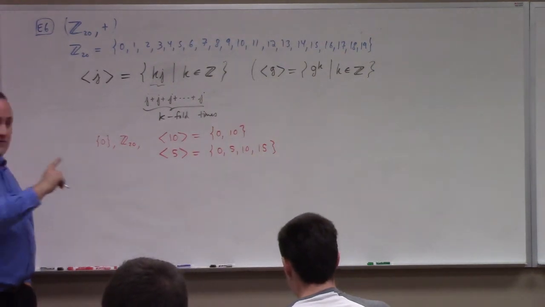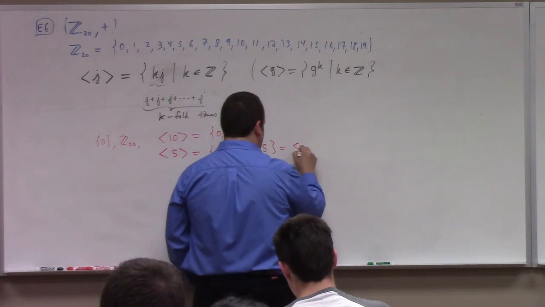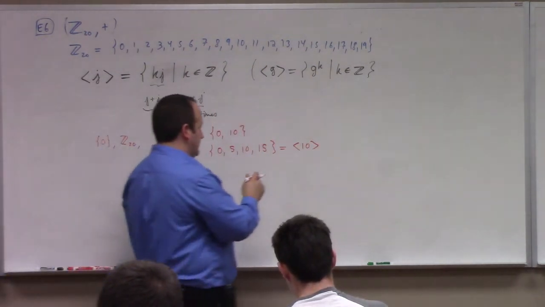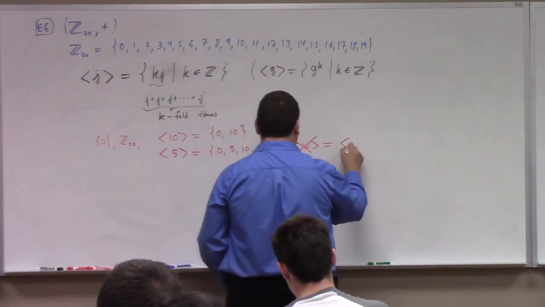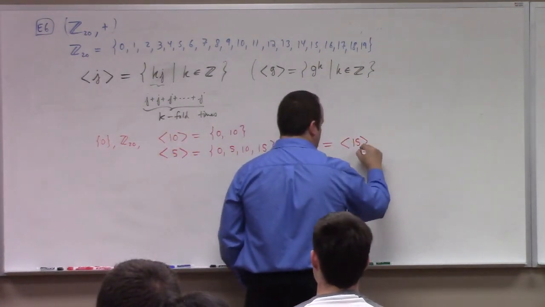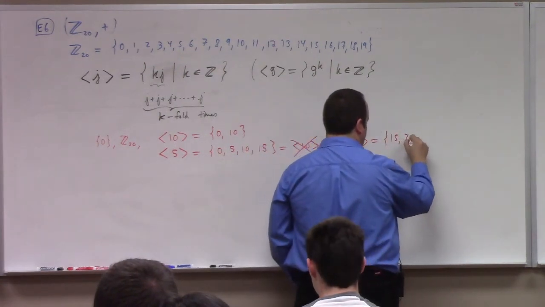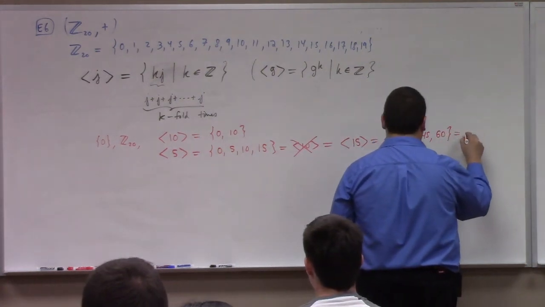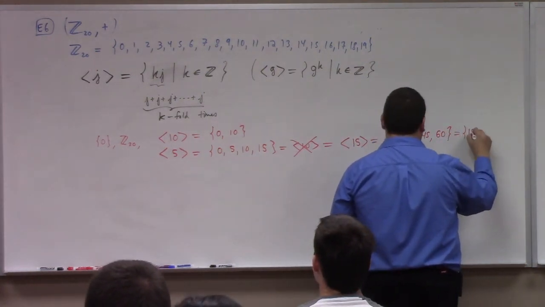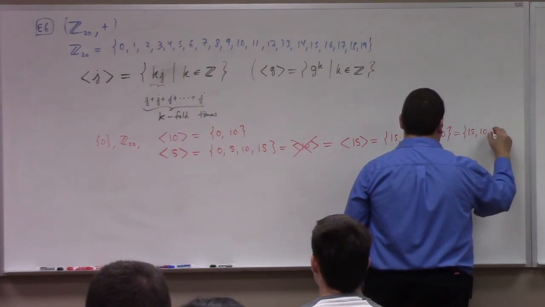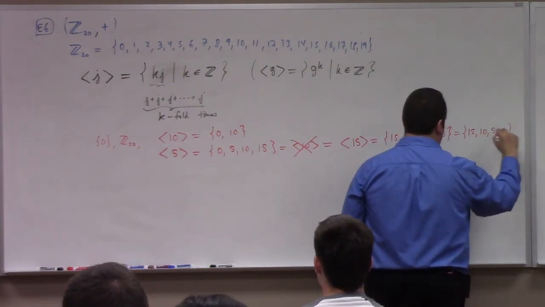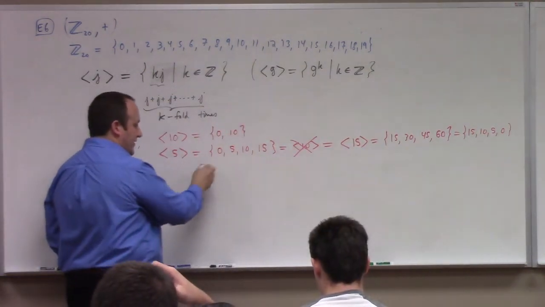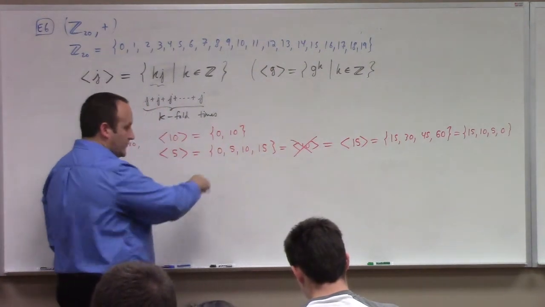I'm sorry. So what else is this? Would this be the same as 10? Oh, no, it's not, right? But that's not true, right? But is this the same as 15? So that's 15, 30, 45, and then 60, right? Which is, again, 15, 10, 5, and 0, right? So for this subgroup, we can either generate it by 5 or by 15, but not by 10.